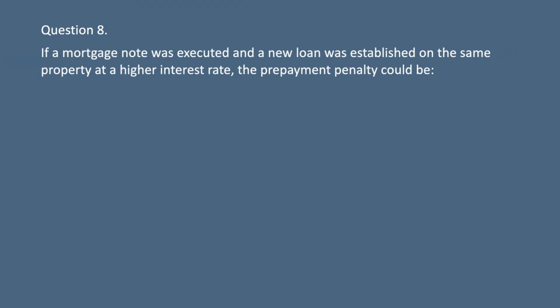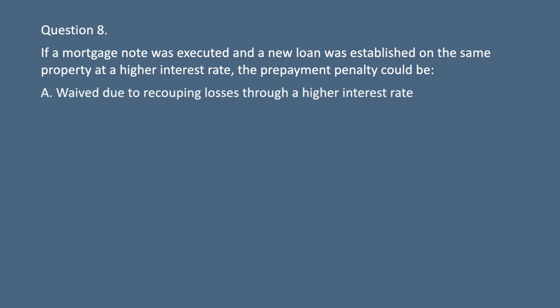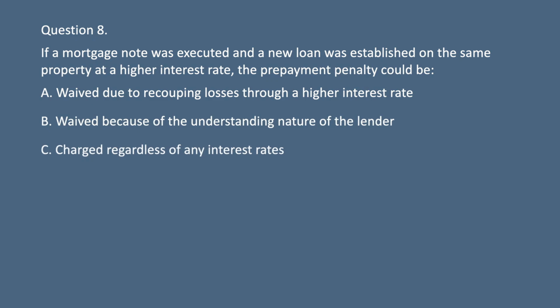Question 8. If a mortgage note was executed and a new loan was established on the same property at a higher interest rate, the prepayment penalty could be A. Waived due to recouping losses through a higher interest rate. B. Waived because of the understanding nature of the lender. C. Charged regardless of any interest rates. D. None of these.